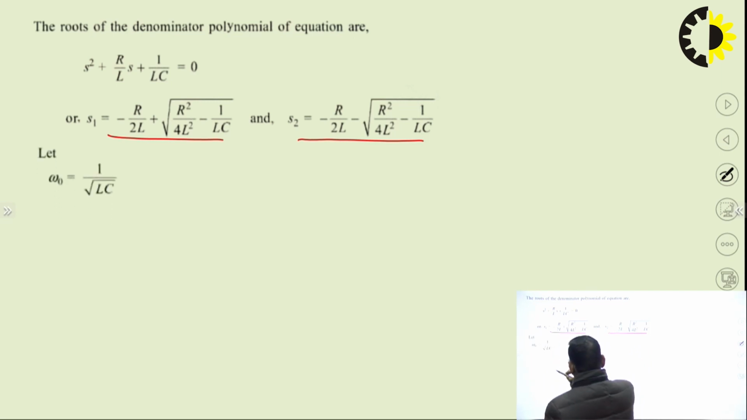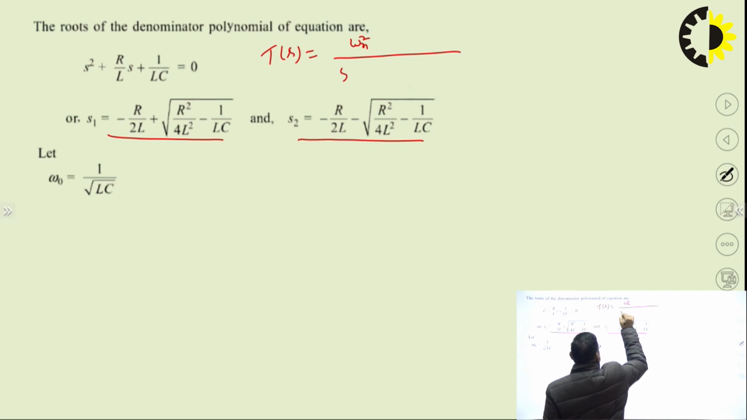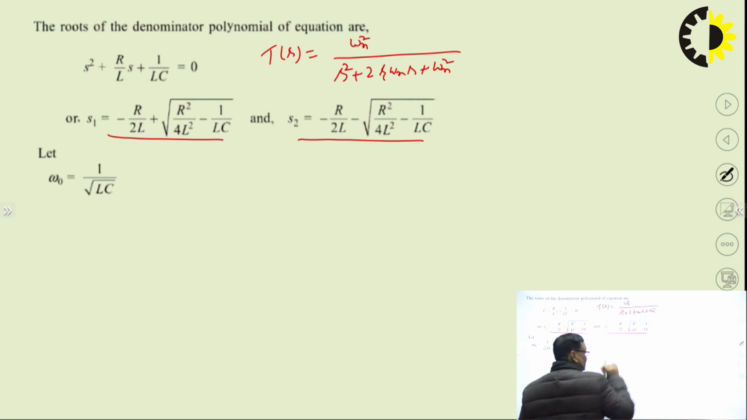Now let omega 0 be equal to 1 by root LC. If you remember, the transfer function of a second order system will come in this form: omega n square over s square plus 2 zeta omega n s plus omega n square. This is the general form of a second order system. So let omega 0 be 1 by root LC and zeta omega 0 be R by 2L.